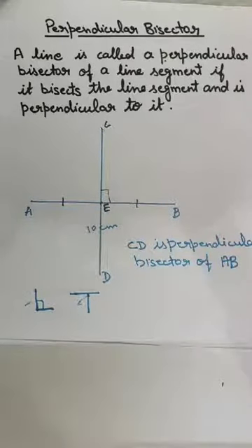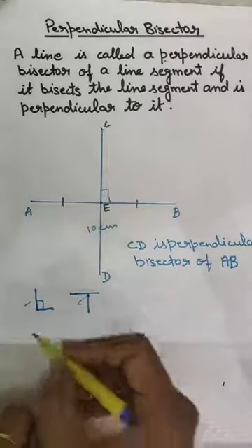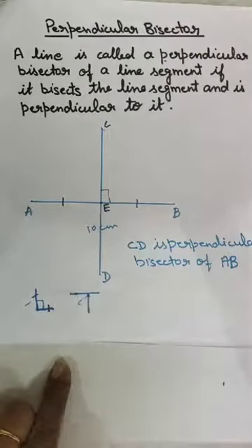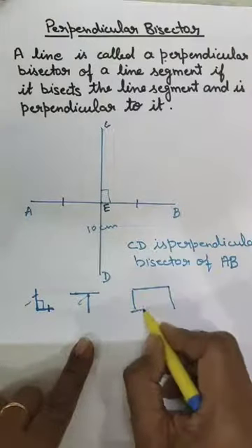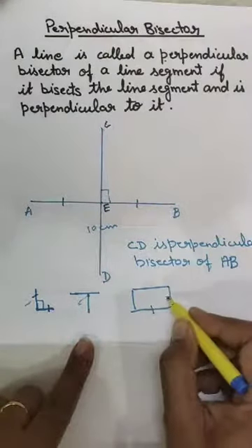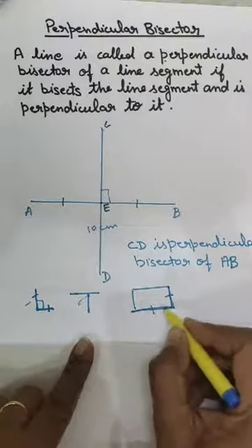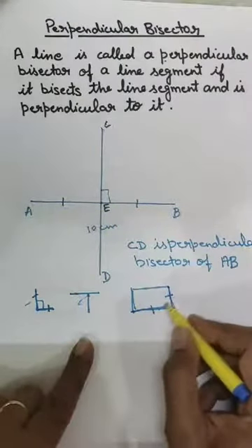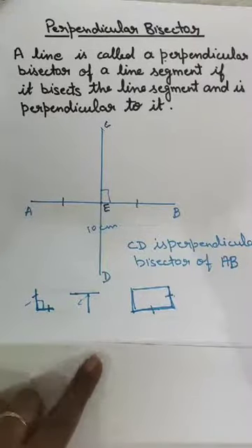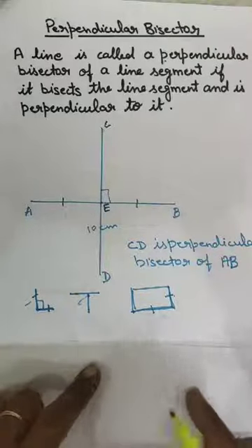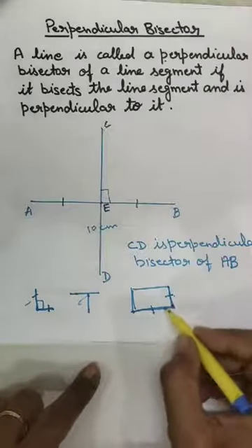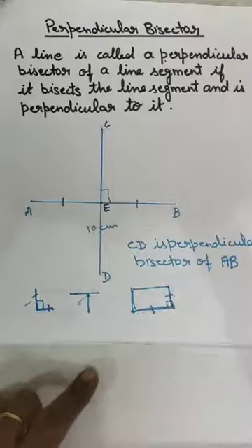Adjacent I have told you in the previous chapter. Adjacent means side by side sides whose one vertex is common. These two sides are adjacent. This side is adjacent to this side. Our tabletop is like this. These are the two adjacent sides. So can we say that these two sides are perpendicular or perpendicular bisector? These are perpendicular, not perpendicular bisector, because they are not dividing a given line segment into two equal parts.